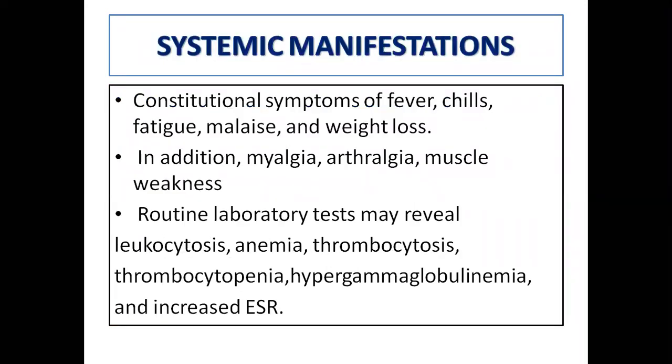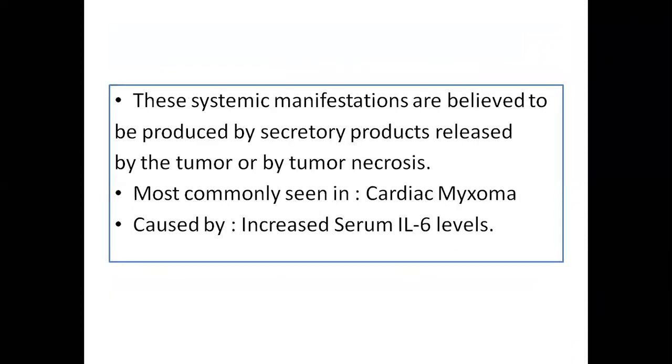Regarding the systemic manifestation, it's almost constitutional symptoms of fever, chills, fatigue, malaise, and weight loss, in addition to myalgia and arthralgia. And you can see in routine labs elevated WBCs and ESR, anemia, thrombocytosis, or thrombocytopenia. The systemic manifestations are believed to be produced by secretory products released by the tumor or by tumor necrosis, mostly in the cardiac myxoma, which is caused by an increase in serum interleukin-6.